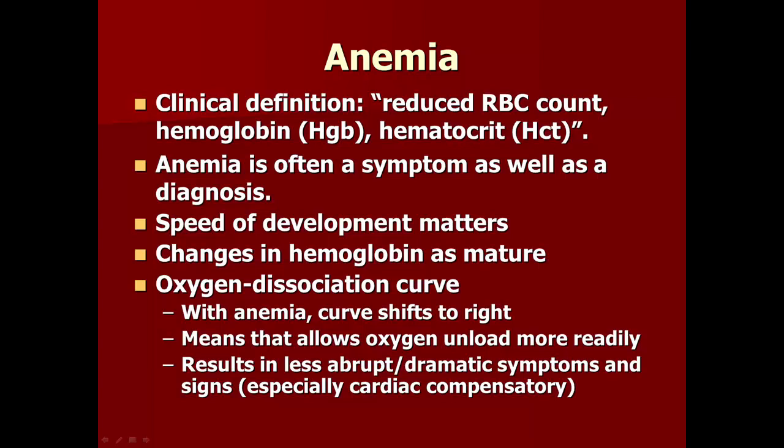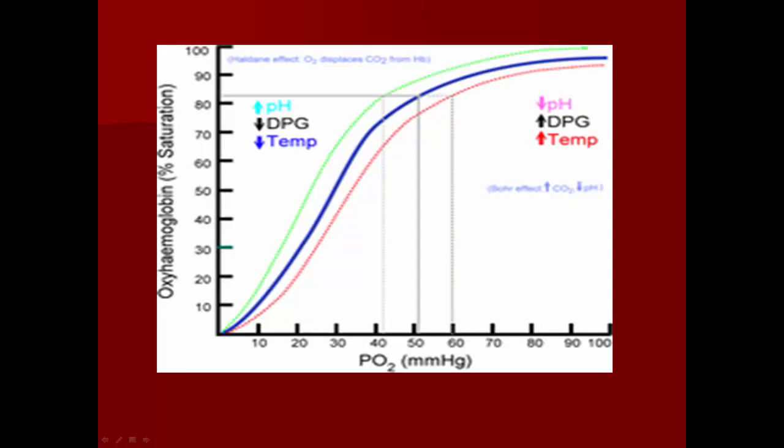Now, as I mentioned earlier, there's an important concept called the oxygen dissociation curve. When you look at the curve, with anemia, the dissociation curve shifts to the right. What this means is that with anemia, oxygen unloads from the hemoglobin more readily. As a result, this results in less dramatic or abrupt symptoms and signs.